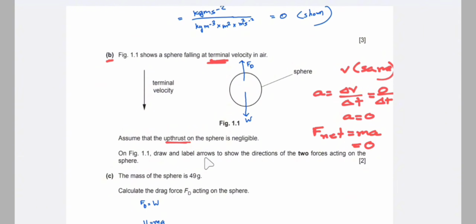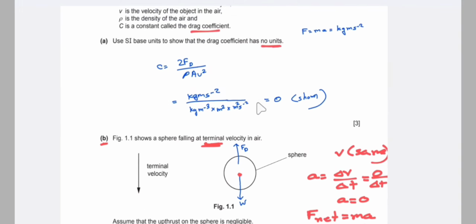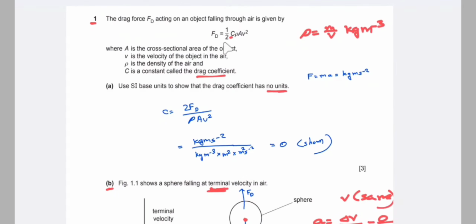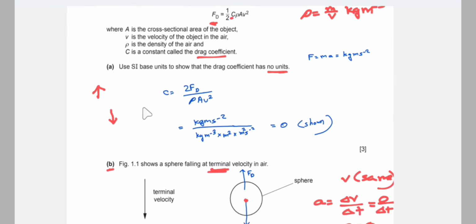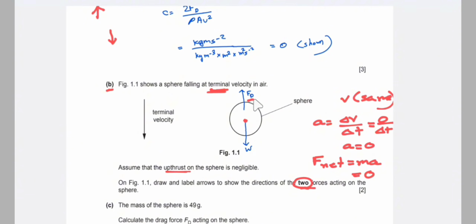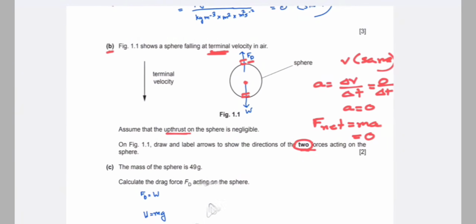On figure 1.1, draw and label arrows to show the direction of the two forces acting on the sphere. First of all, the weight is acting vertically downward from the center, since it is a uniform object. And the drag force is a resistive force that resists the motion. Since the object is falling downward, the drag force must act upward. This arrow must have the same length as the weight.